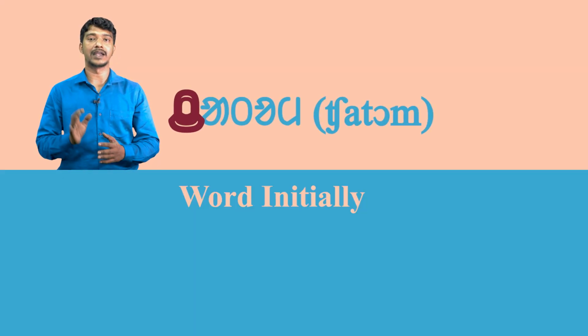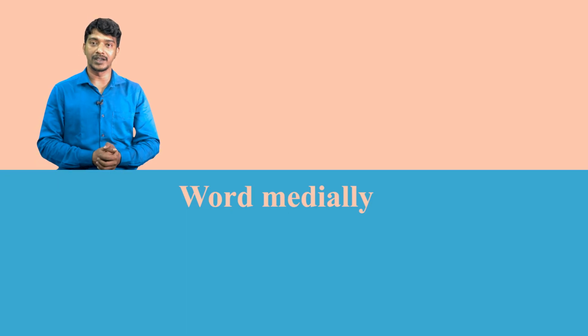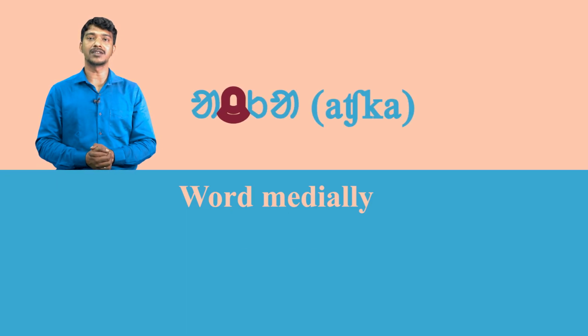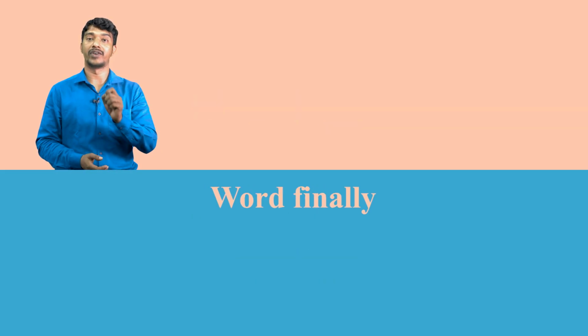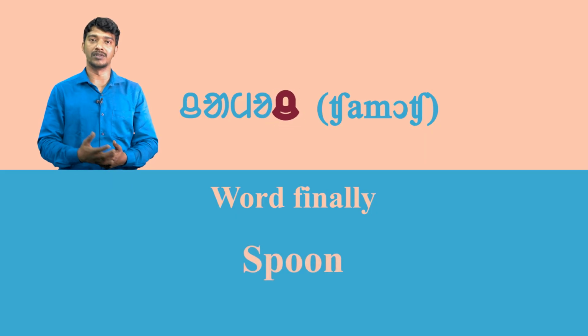This letter occurs in all positions in a word: initially, medially, and finally, from the viewpoint of orthography. The examples are as follows. Word initially, it can appear in chatom, meaning umbrella. Word medially, it can appear in achka, meaning sudden. Word finally, it can appear in chamoch, meaning spoon.